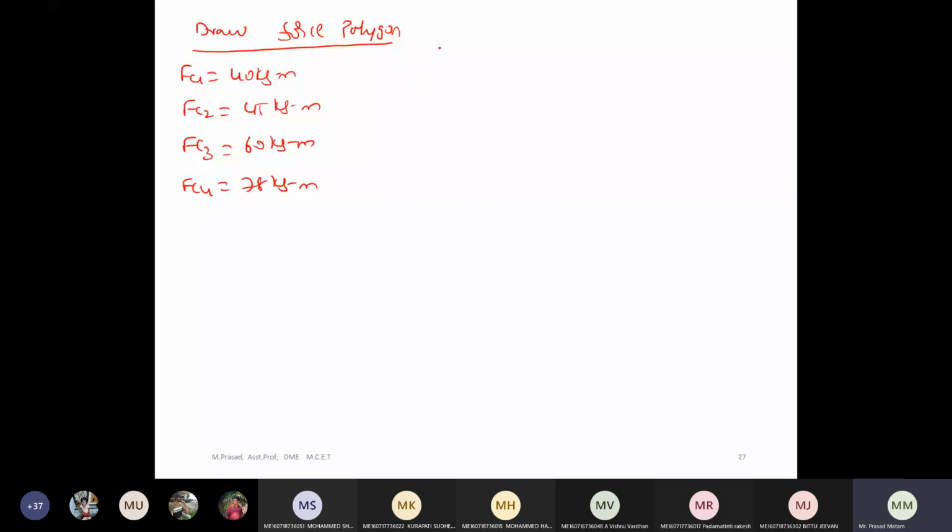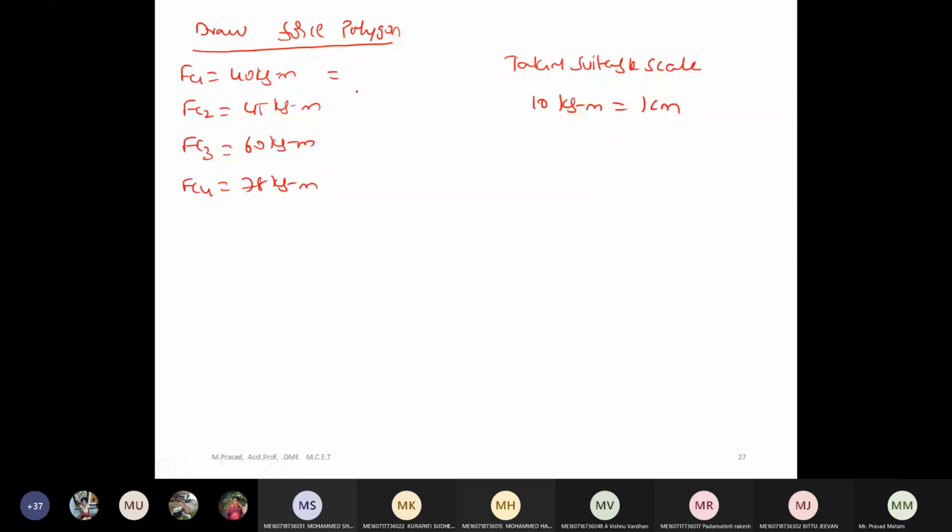Take the suitable scale. Okay, I'm solving this by taking a suitable scale. How to take the suitable scale? Okay, in terms of kg meter, I'm choosing 10 kg meter is equal to 1 centimeter. Now this 40 kg meter will come how much?